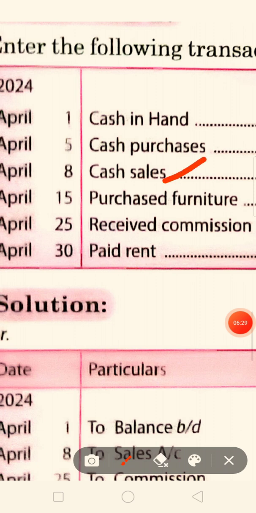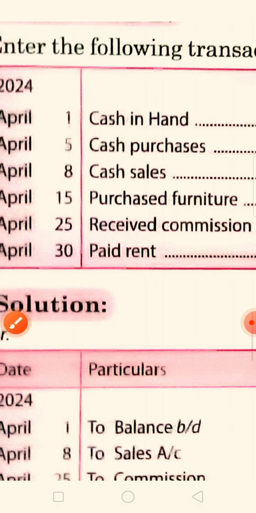This was cash purchase; now cash sales. What is the meaning of cash sales? Cash sales means that we are selling goods on a cash basis, not a credit basis. It means if we sell the goods on a cash basis, cash will come. If cash will come, then definitely we will write on the two side, the debit side, my dear student.